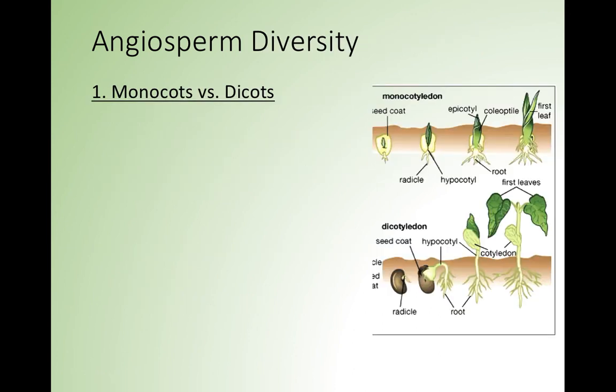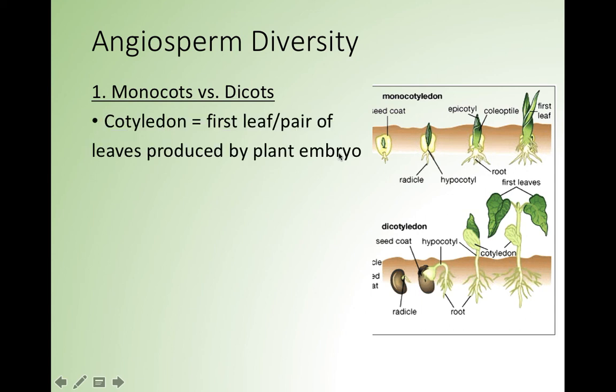Okay, now angiosperms being the largest of all groups of plants, it's also the most diverse. There's a lot of plants that fall into this group. So because of that, there's actually a bunch of different ways that we can organize angiosperms. So the first is organizing them according to their cotyledons. So cotyledons are the first leaf or first pair of leaves that a baby plant produces after they germinate and sprout, like you can see here.